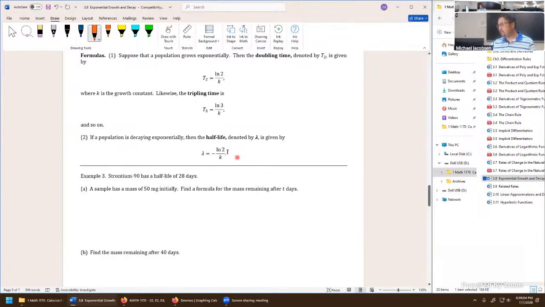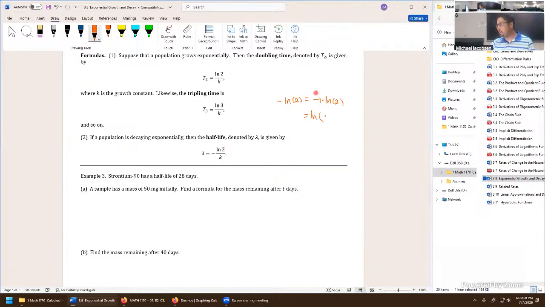But to make some sense of this, think about that properties through logarithms. A negative natural log 2 is really a negative 1 times natural log 2. Then negative 1 can be written as an exponent.